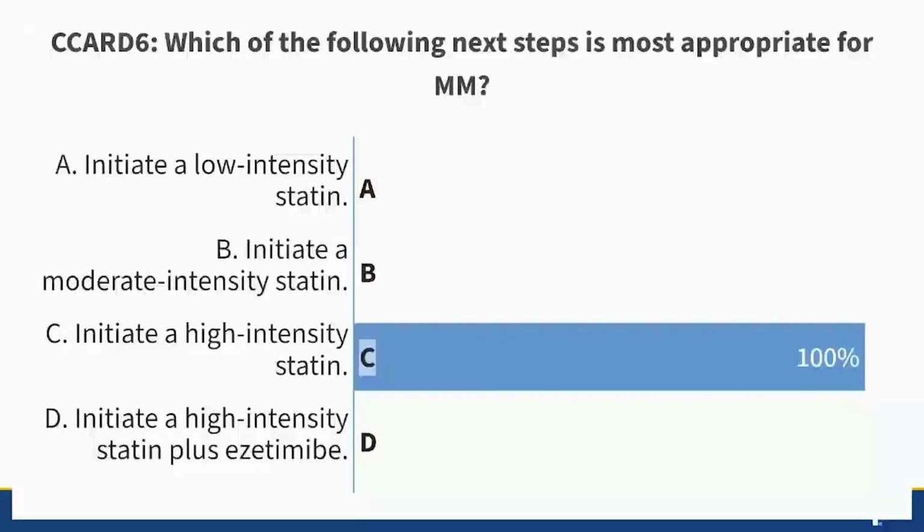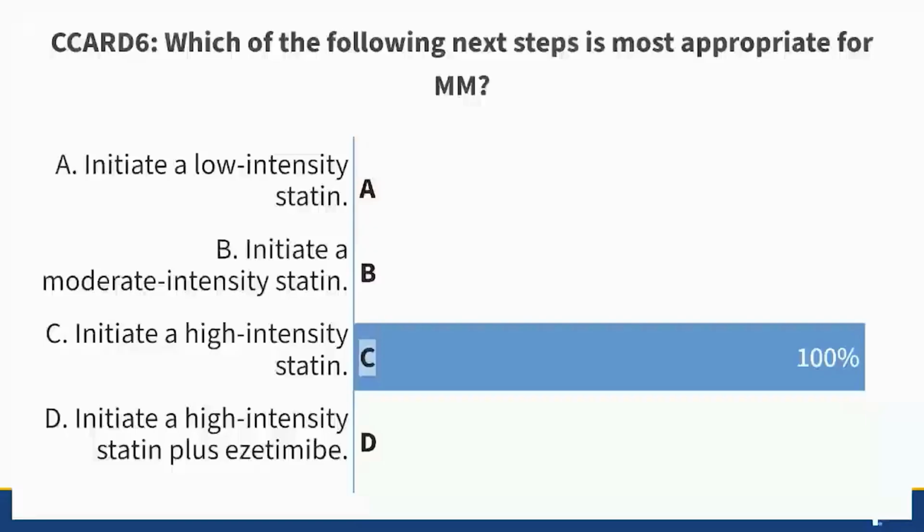Great, so I agree with you. Answer choice C, initiating a high-intensity statin. This patient's management group is a patient with diabetes between 40 and 75 years of age, and she also has multiple ASCVD risk factors. So she has smoking, she has a low HDL, she has hypertension, so she would likely benefit from a high-intensity statin.